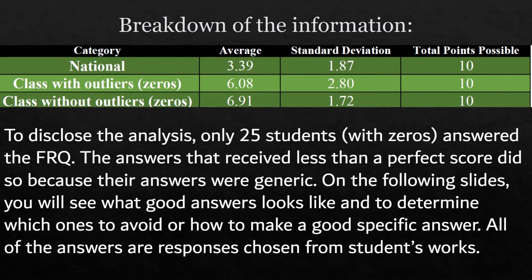Mind you, we didn't take the full test, and the content of the FRQ is over the stuff that we recently looked at. The national average was 3.39 out of 10, and the class with outliers, meaning zeros, and these zeros are just students submitting with no answers to the FRQs, got a 6.08. And again, not too bad.